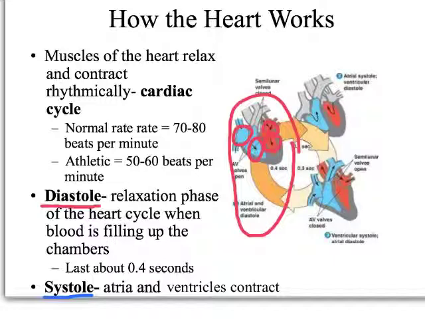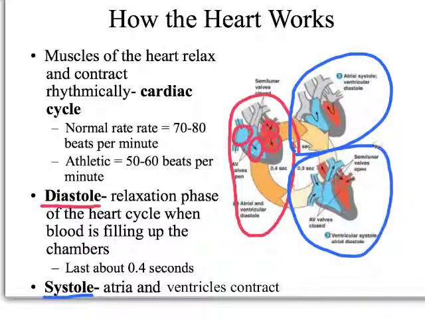So again, this phase also accounts for 0.4 seconds. 0.1 seconds is the atria contracting, and 0.3 of those 0.4 seconds are the ventricles contracting. Okay, so that's our systole. So diastole is relaxation, systole is contraction.